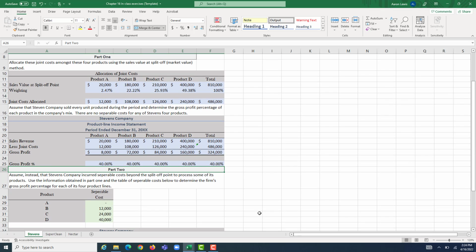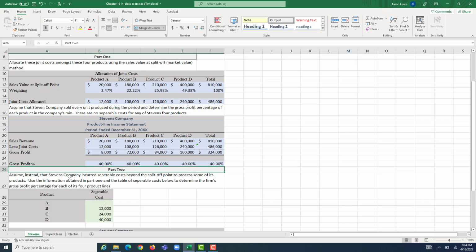So the only thing that can change your gross profit percentage for each of your individual products isn't the joint costs that go into producing all of them at once. It's the separable costs, the extra costs that you incur to take them from the split off point, when you produce them as base level products, to whatever finished product you're going to sell.